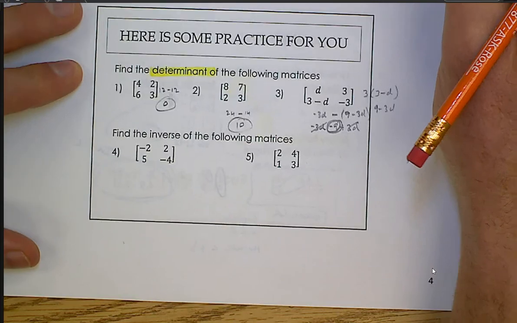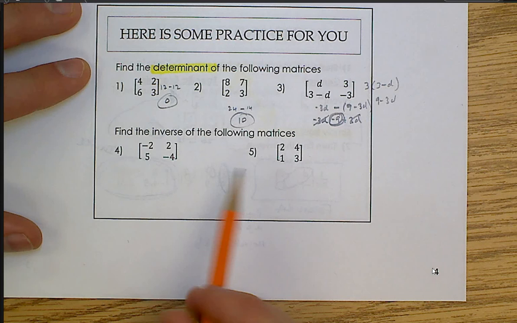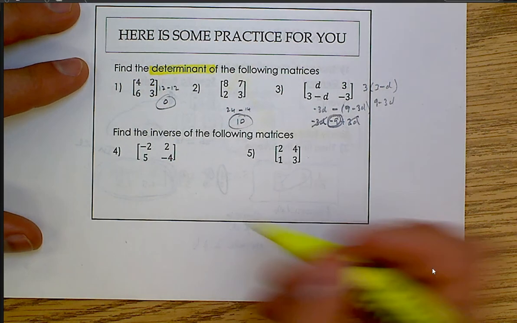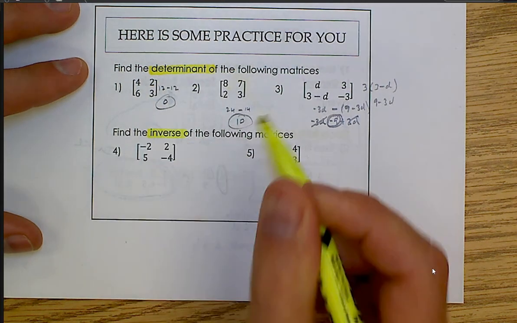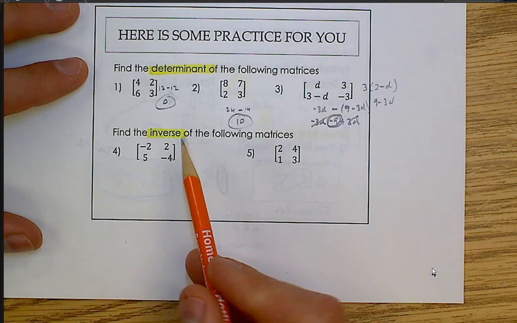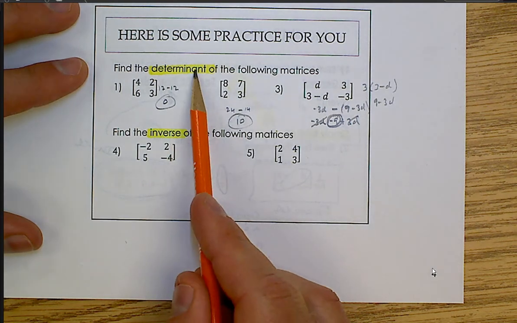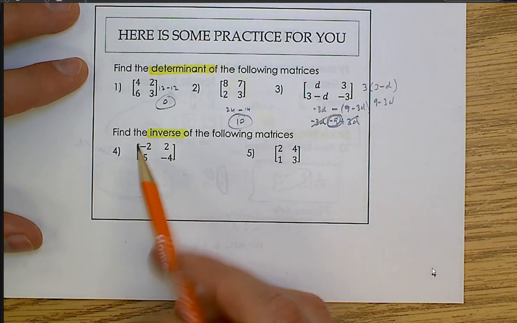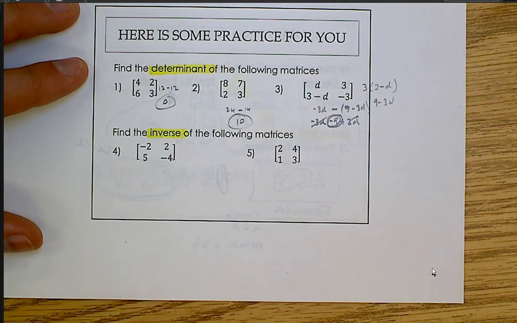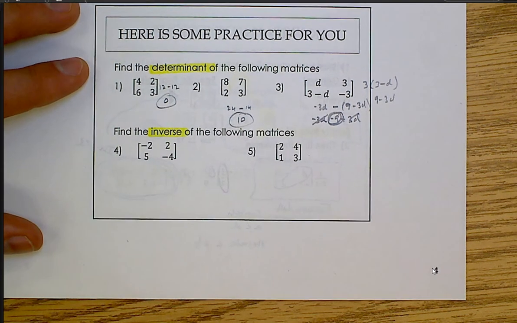These may take you a little bit more time, but again, go ahead and hit pause. What am I asking you to do? I'm asking you to find the inverse. Now remember, the inverse is a two-step process that involves finding the determinant first and then switching your A's and D's and negating your B's and C's. So go ahead and hit pause and try those and then check your answer.